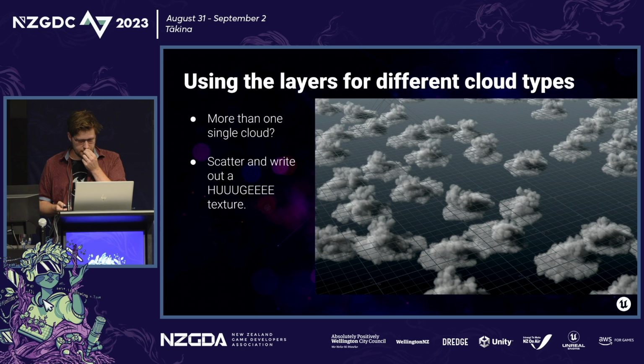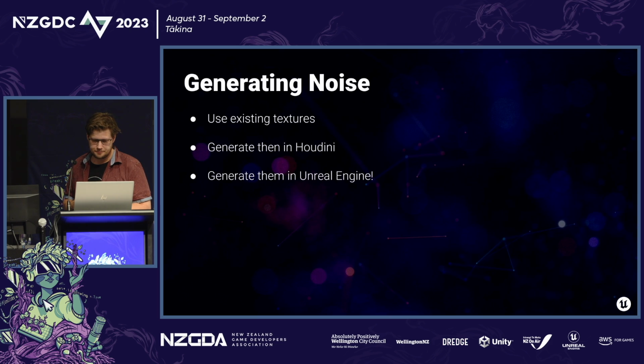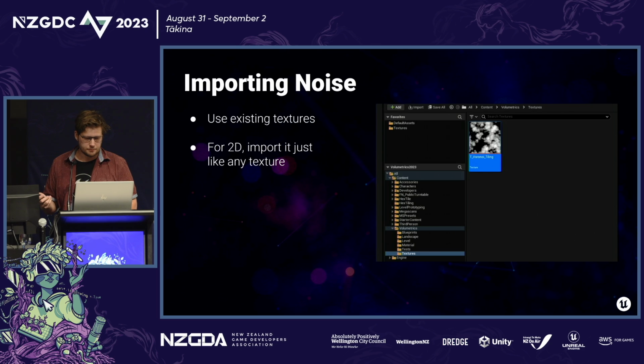So one of the challenges is how do we get a whole skyscape full of clouds? Because when we're exporting from Houdini, that's quite a big memory requirement to export high resolution textures. And there are ways to do cloud and noise generation. One of them is just to import a texture you already have, or you do what I just showed, which is just generate them in Houdini, or we can actually generate them in the engine.